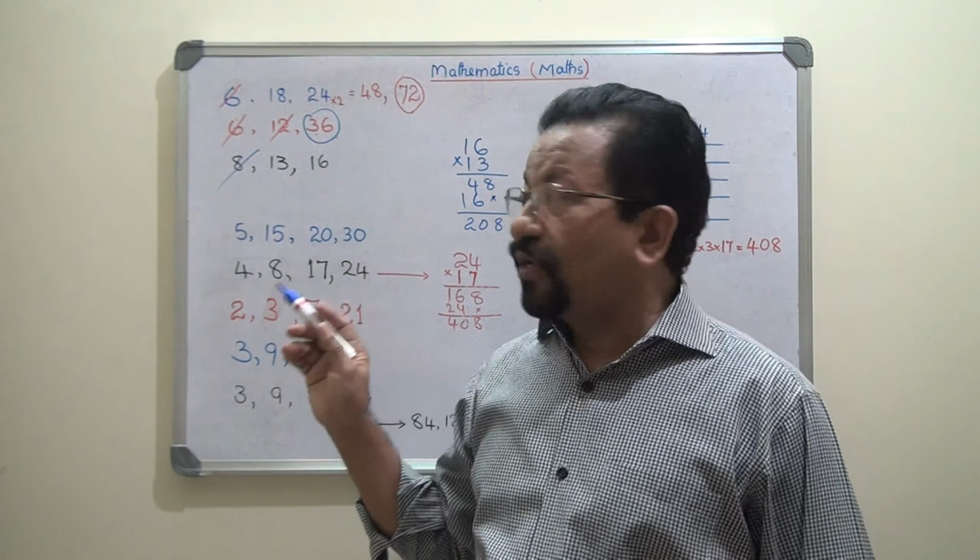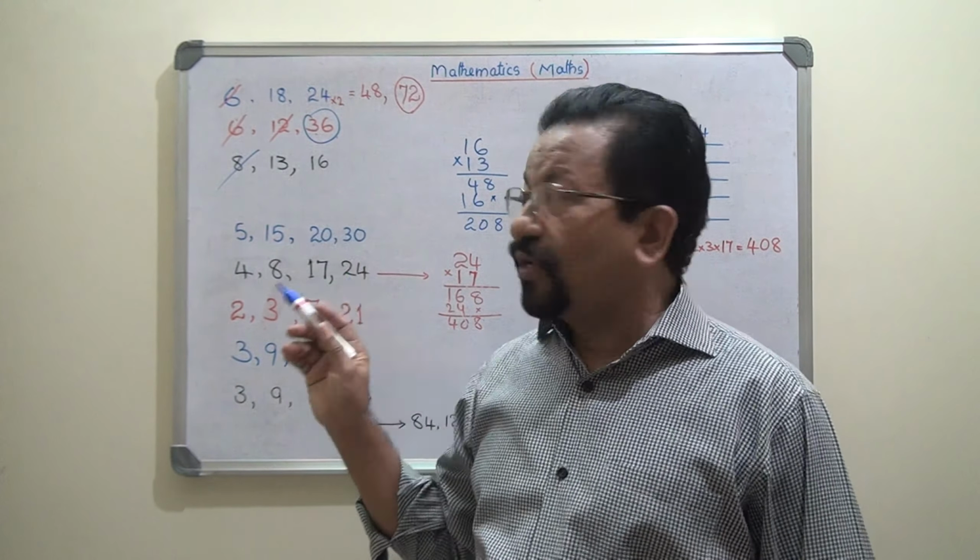Now comes the next one. 2, 3, 7 and 21. 21 is the biggest number. First we check, is 2 a factor of 21? No. Is 3 a factor? Yes. Is 7 a factor? Yes. So 2 is a prime number. Then you multiply this prime number 2 and 21 to get 42. 42 is the LCM of all the 4 numbers, and 42 is divisible by 2, 3, 7 and 21.